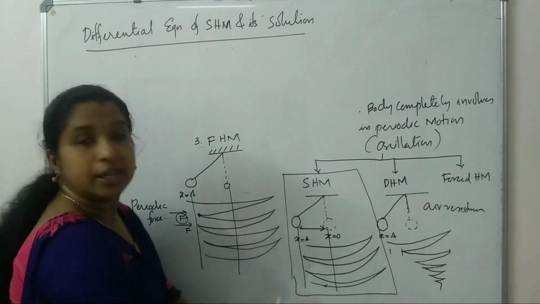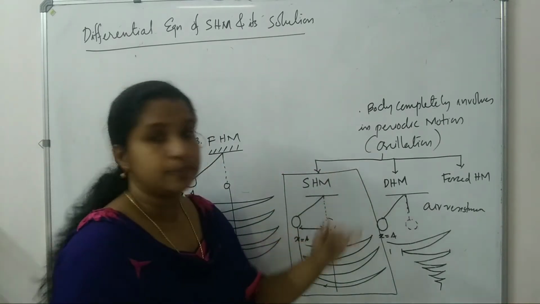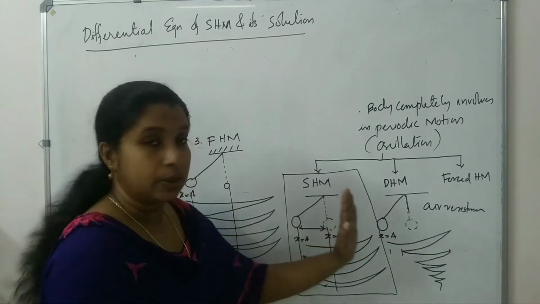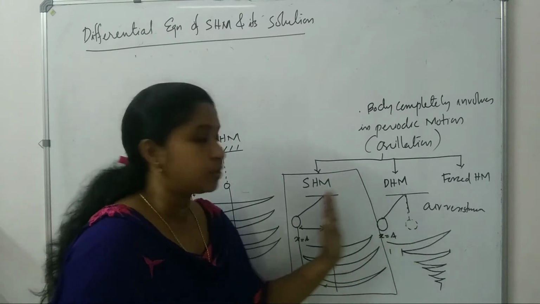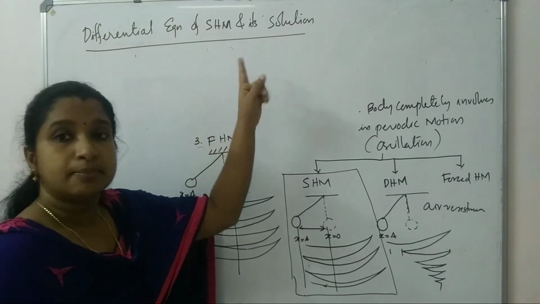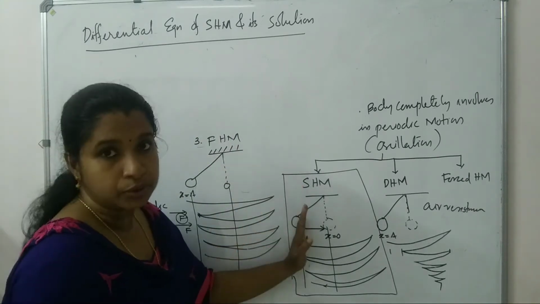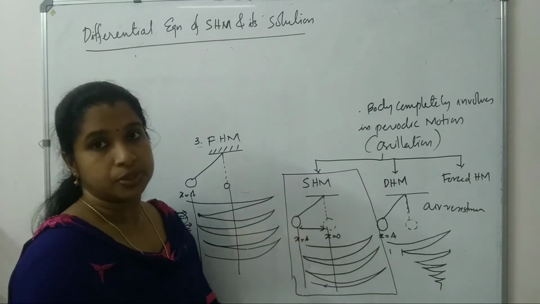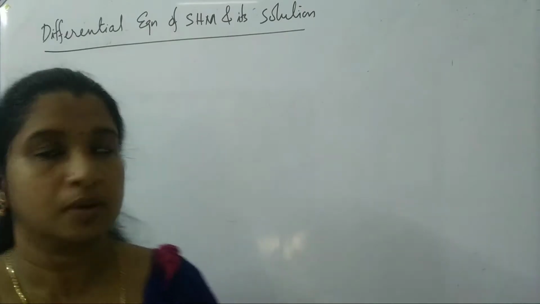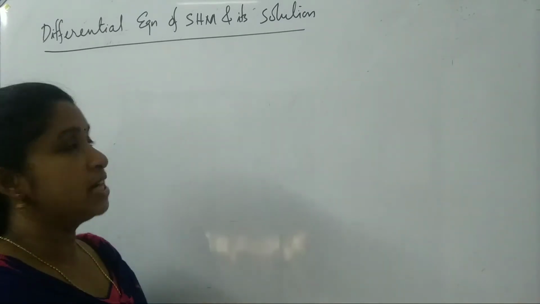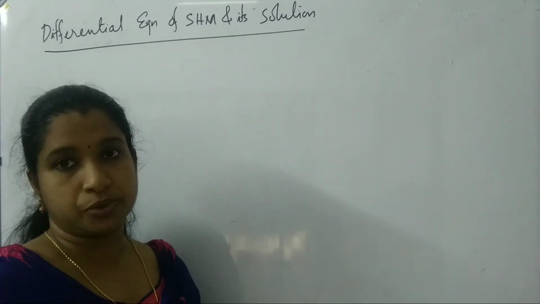So these are the three observations or three types of oscillations. Then we have to derive the mathematical equation which represents these three motions, that is the differential equation of simple harmonic motion. First we are going to derive the differential equation of simple harmonic motion and its solution.